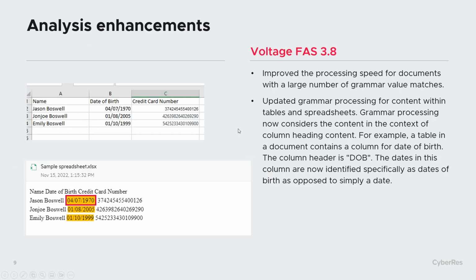We've had some more analysis enhancements inside the product. We've improved the processing speed. Sometimes we found some documents that had a very large number of grammar values, and that slowed the processing down. So we're very keen to keep the processing speed as high as possible. So there have been some improvements to deal with when a large number of grammar values are created.